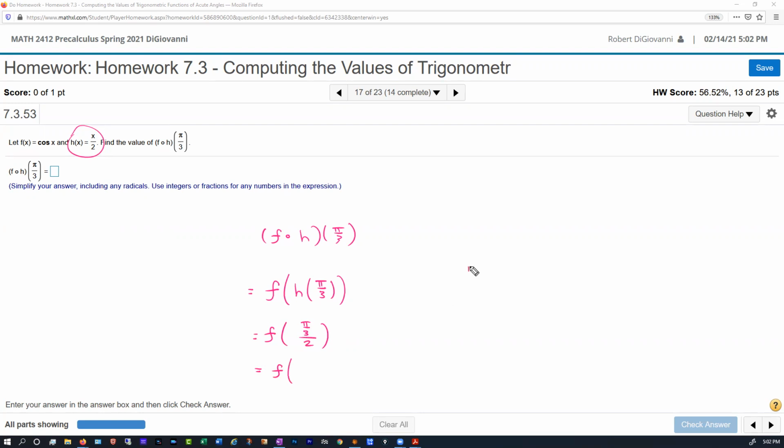Okay, so when you do pi over 3 divided by 2, it's the same as dividing by 2/1. Then you flip it, and it becomes pi over 6. So this really is pi over 6. F of pi over 6. Now, f is the cosine function, so we really want to know what cosine of pi over 6 is. And let's see, pi over 6 is 30 degrees, so cosine is the x coordinate, should be just √3/2.